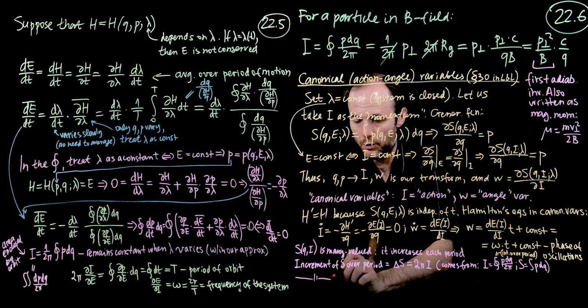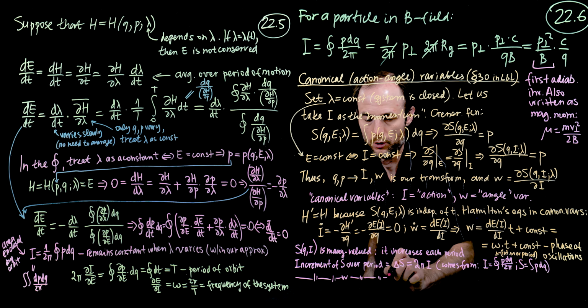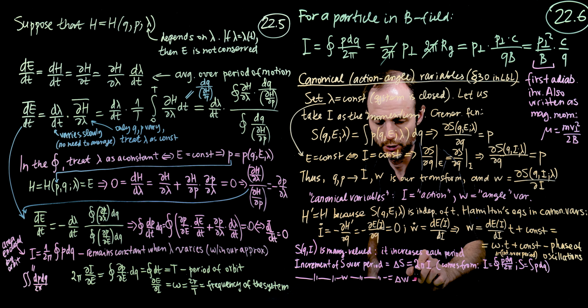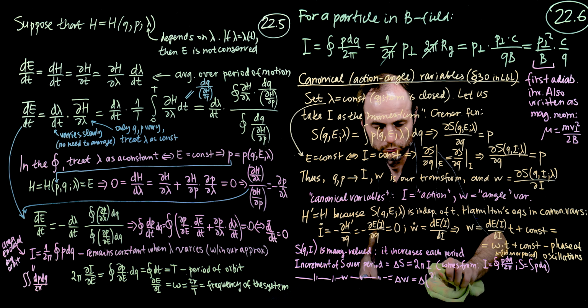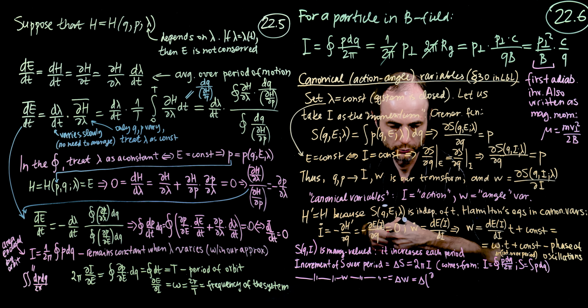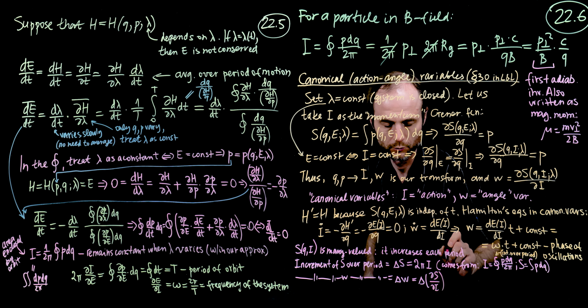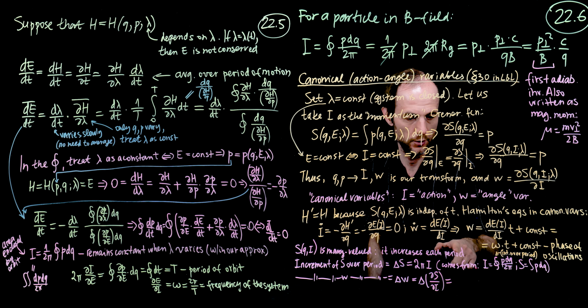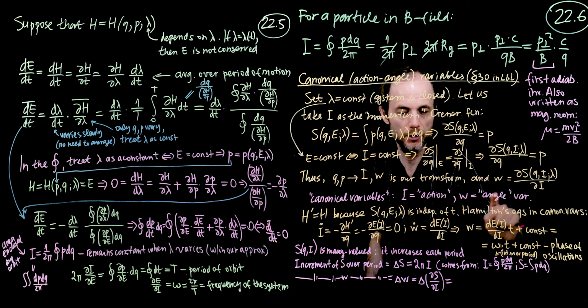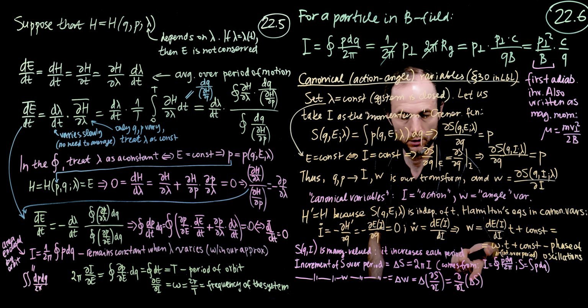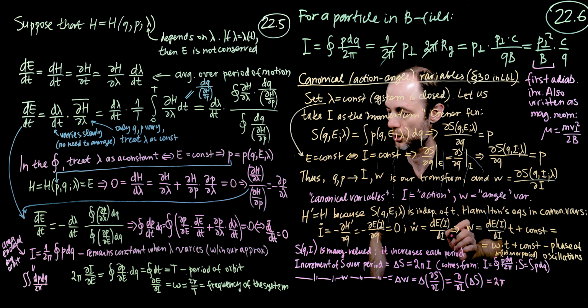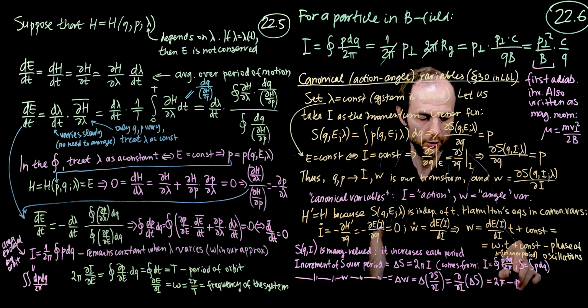Finally, the increment of w over the period will be equal to delta w, or delta of dS/dI, and that is because of the definition of w as dS/dI, right? And we can flip the order over here. It will be d/dI of delta S, and delta S is just 2 pi I, so this will be simply 2 pi. So you can see indeed that w is the phase of the oscillation.